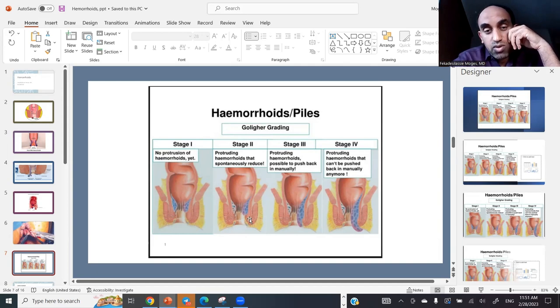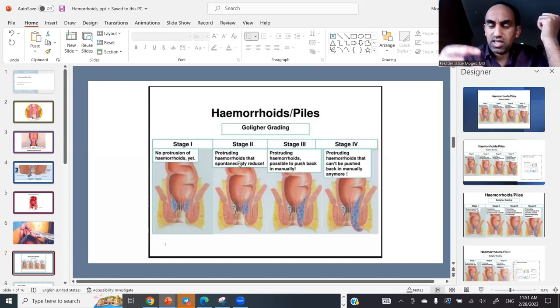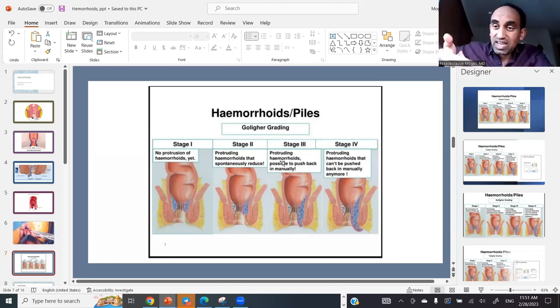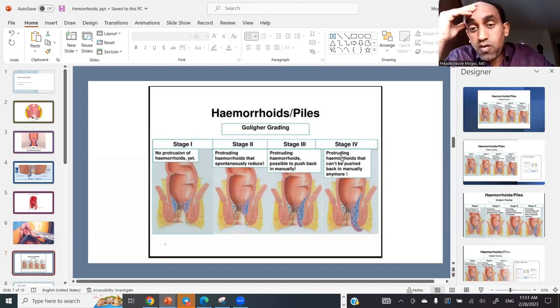Stage two, there is some protrusion. Hemorrhoids can protrude and they reduce by themselves spontaneously. They get protruded, but when you are done straining and the defecation process is over, they go back by themselves, spontaneous reduction. Stage three is they do protrude and they need manual manipulation to be reduced. You just manipulate them with your fingers, and they get reduced. And the fourth stage is they protrude and they stay outside permanently. You cannot manually reduce them.